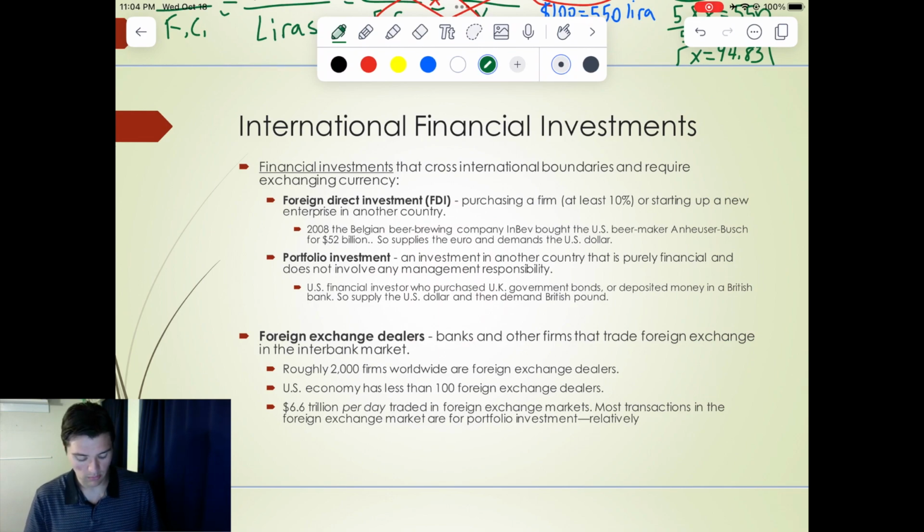We can also have a portfolio investment in another country that is purely financial and does not involve any management responsibility. So basically, if the Belgian company is trying to buy an American beer company, they're going to have to manage them. But if we just have a portfolio investment, the only thing that's happening here is just money. Okay? There's nothing about it that's like we have to operate a business. So, for example, a U.S. financial investor can purchase United Kingdom government bonds or deposit money in a British bank. So basically, you're not trying to buy a bank and operate it. You're just trying to invest your money there. That's all you're trying to do.